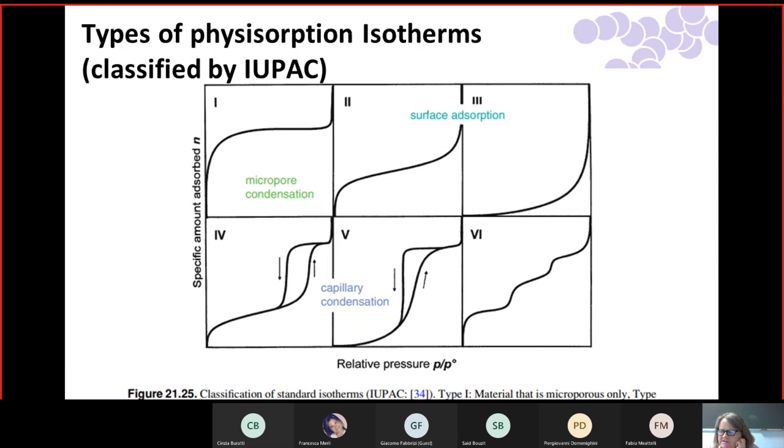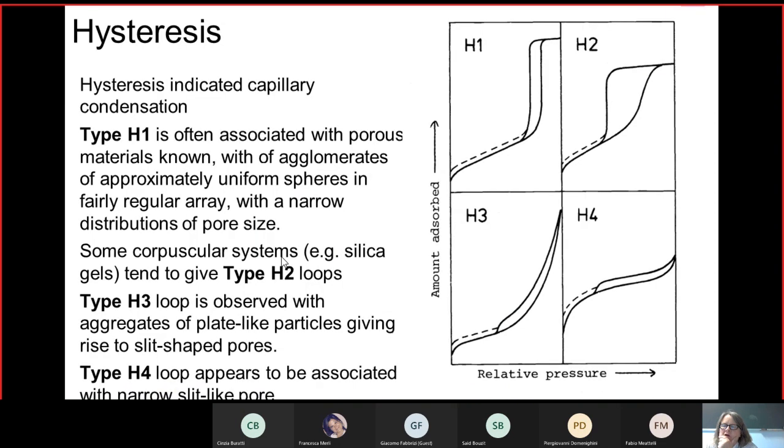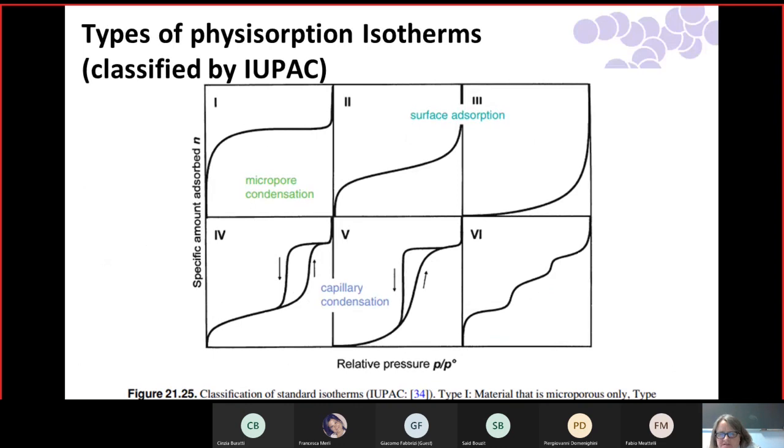And then this type 6 is stepwise, which you see in highly ordered materials. So this is what we see in aerogel materials. Actually, this is the one we see, and it's evidence of this capillary condensation. And because of this, we have mesopores. The other thing, this hysteresis, where there's the difference between adsorption and desorption, so we call that hysteresis.